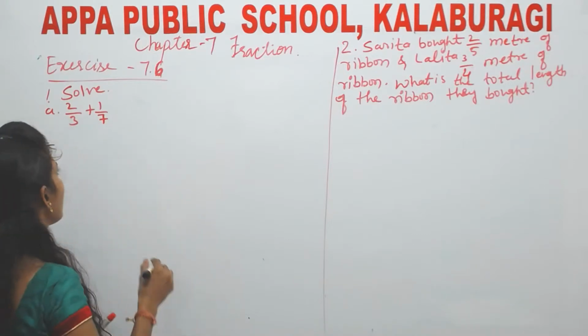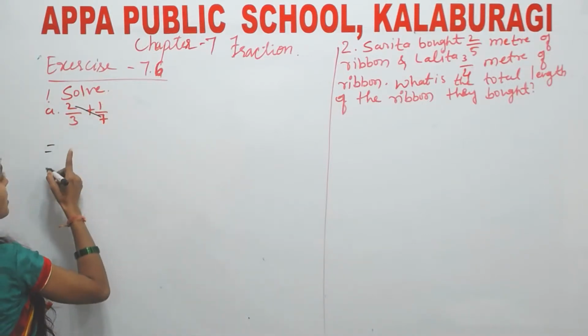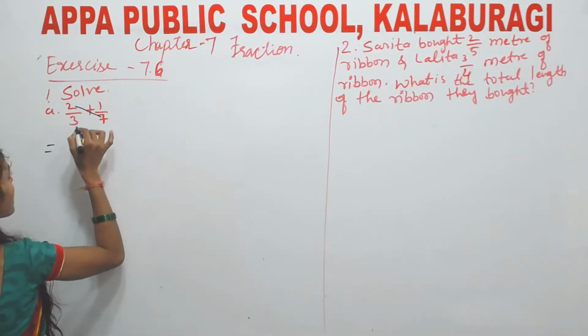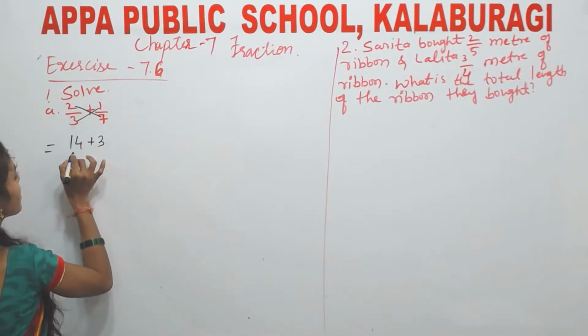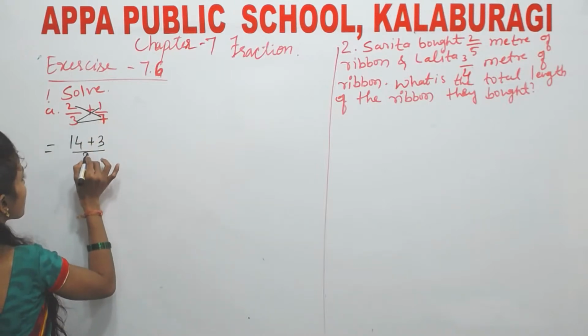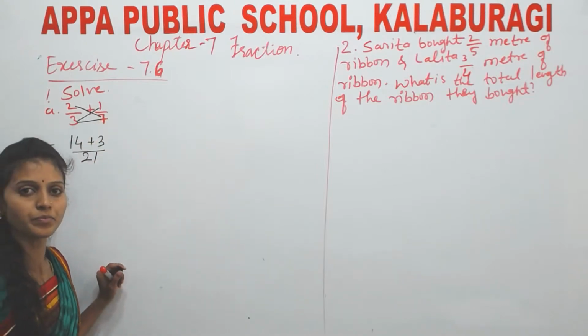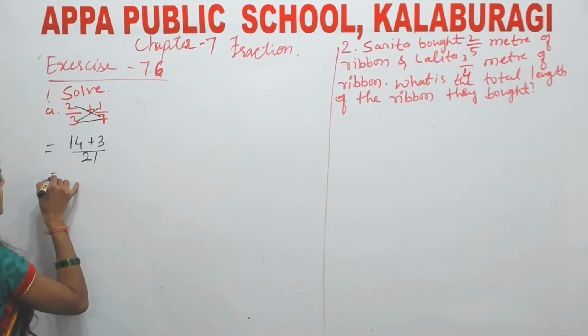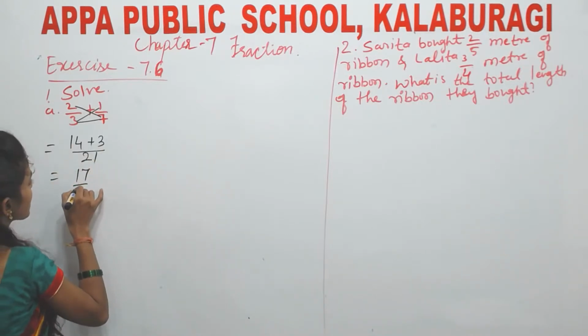How? 2 sevens are 14 plus 3 ones are 3, divided by 3 sevens are 21. Next, 14 plus 3 is 17 by 21.